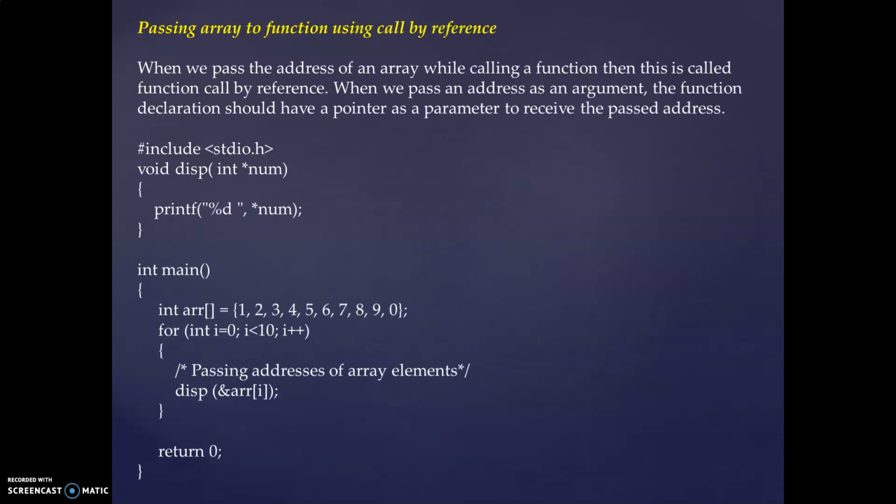One more thing in this part is passing an array to a function using call by reference. When we pass the address of an array while calling a function, it is called function call by reference. As I have told you, call by reference. When we pass an address as an argument, then the function declaration should have a pointer. It is a must. A pointer is a variable which will point to the address of another variable. Right?